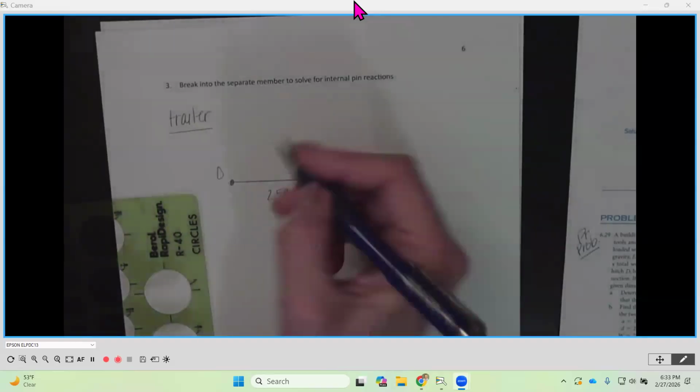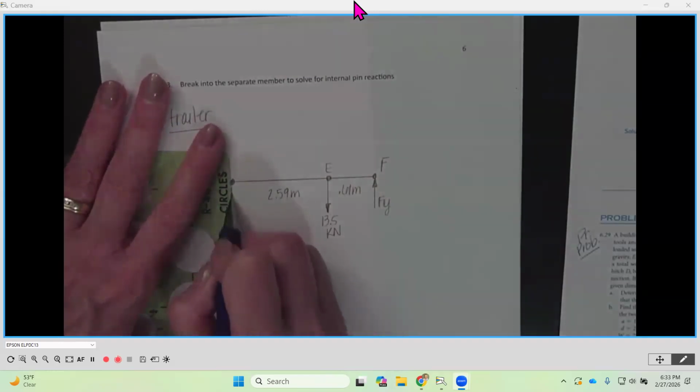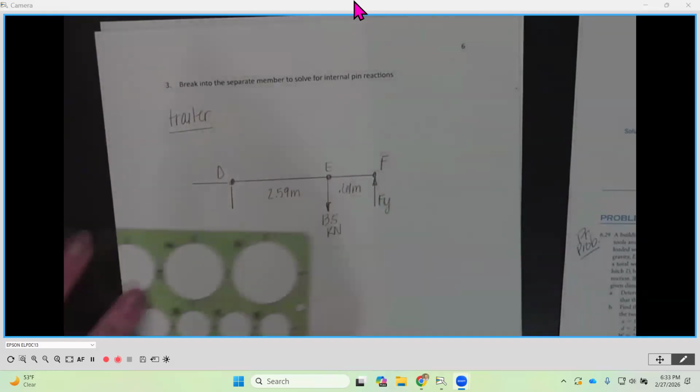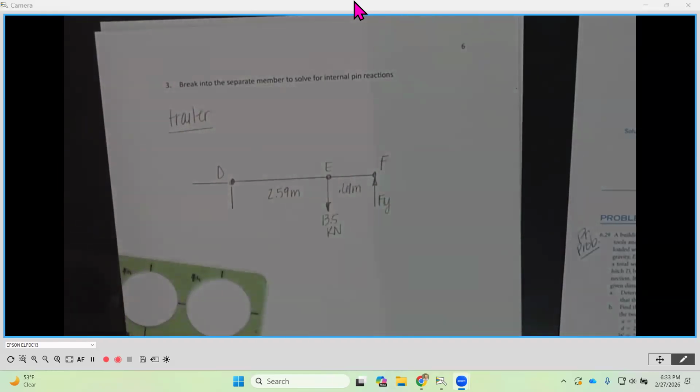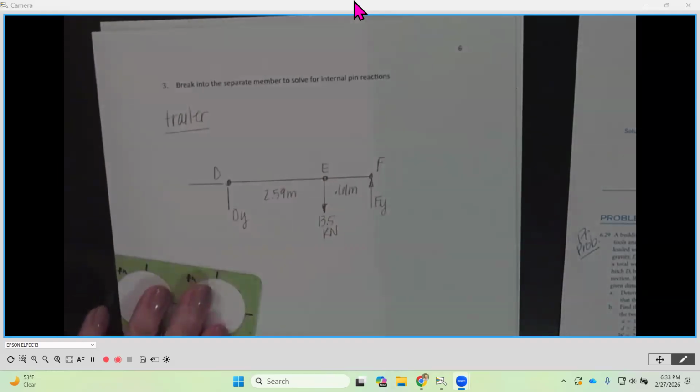My internal pin, remember this is my internal pin, this is going to have an X and a Y reaction. I didn't put my arrowheads on yet, okay? Now, as I look here, which way do we want to put the DY? So we want to put it up or down?